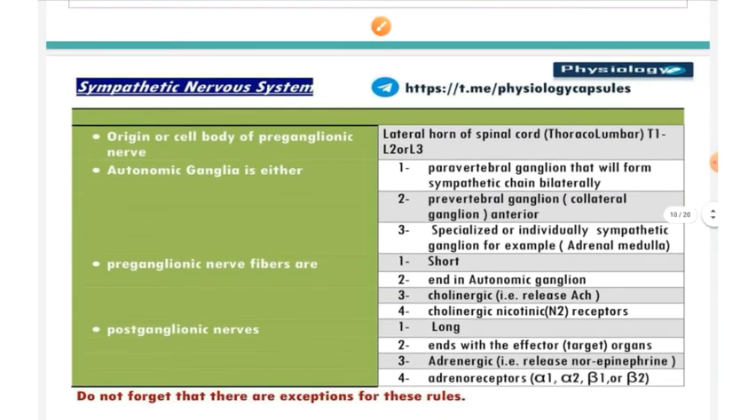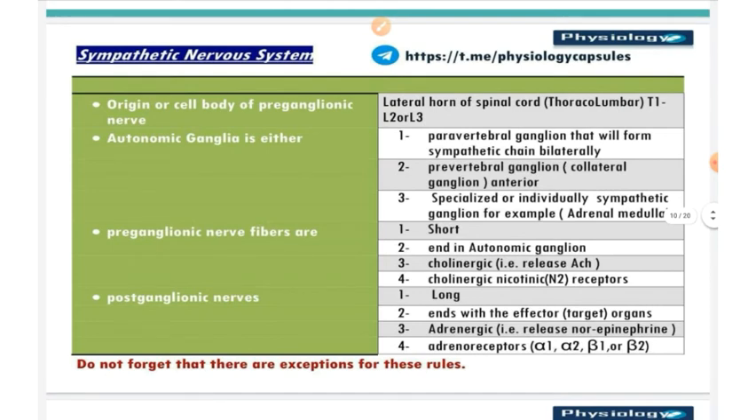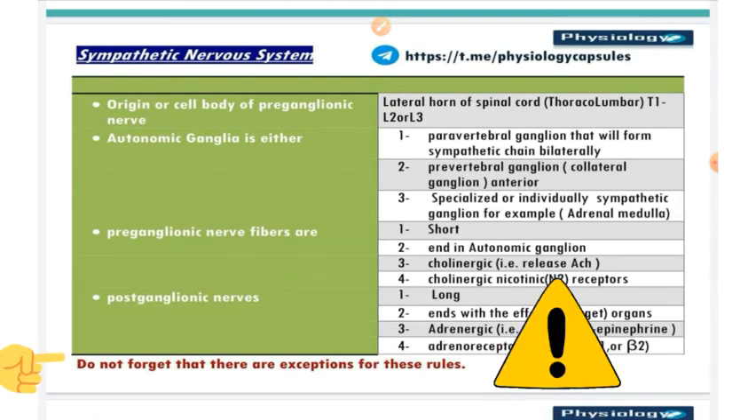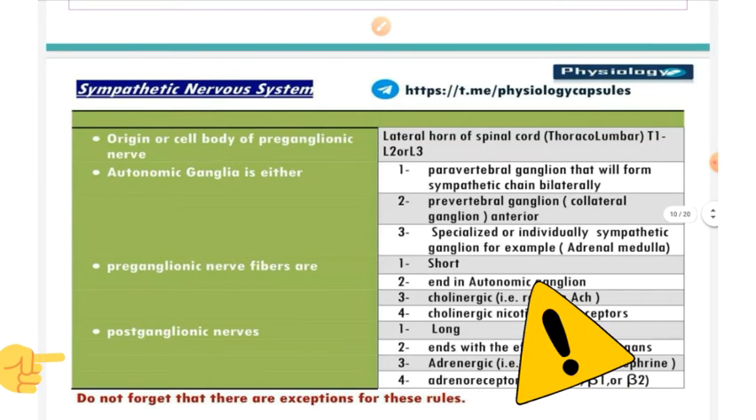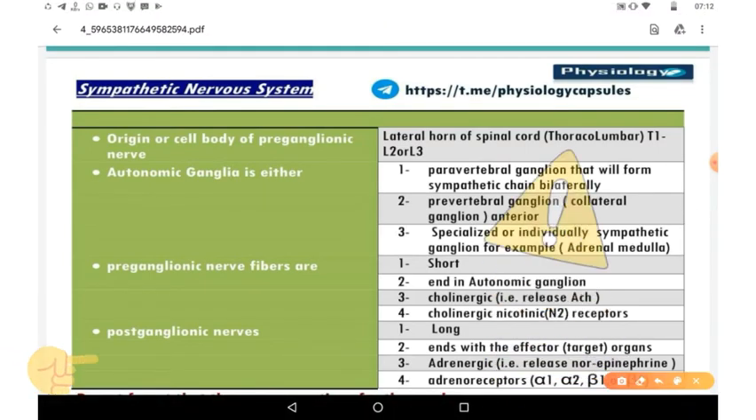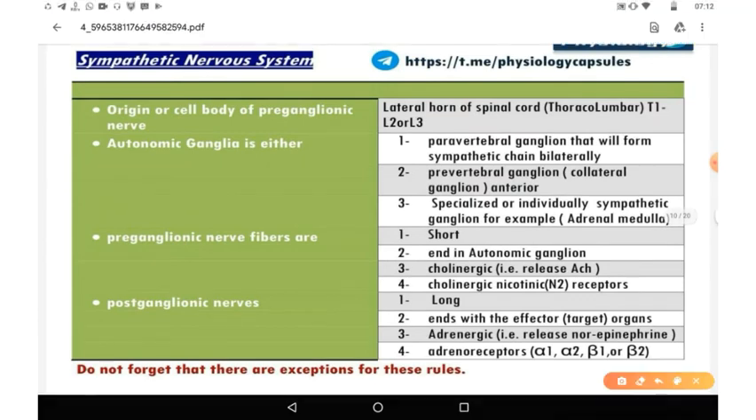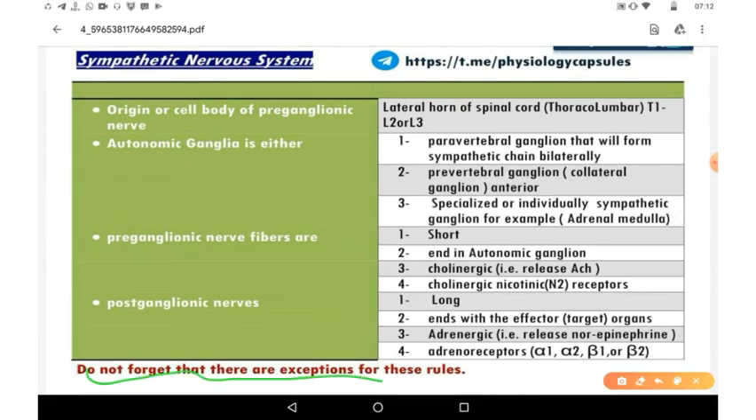This table is a summarized general overview of the sympathetic nervous system. Again, don't forget that in this table there are exceptions to these rules. This is just a general overview of the sympathetic nervous system, and there are some exceptions in each section. We're going to start with the origin.